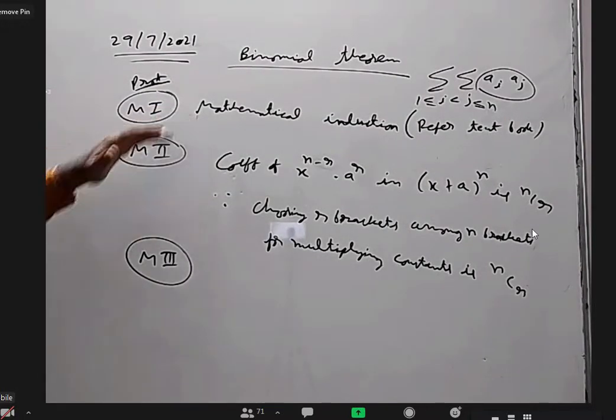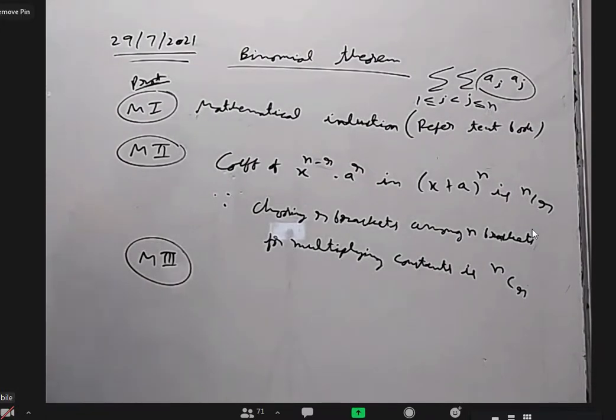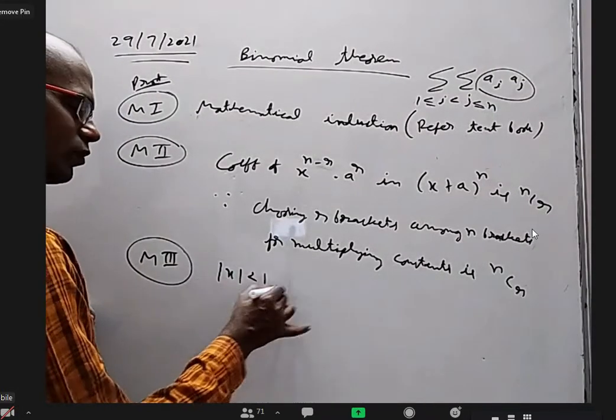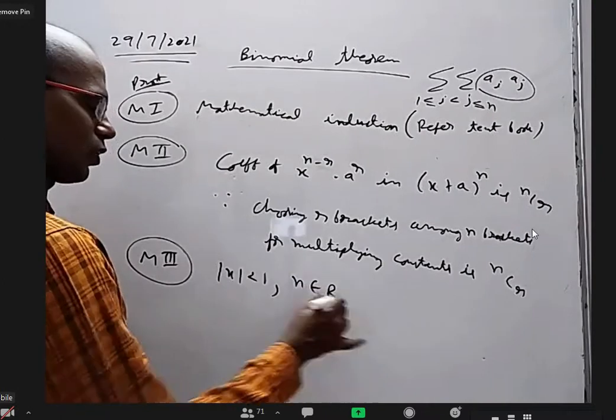Okay, both of these are fine when n is a natural number. But when n is a negative number or a fraction, like 2 by 7 or minus 3 by 7, you cannot say from minus 3 by 7 I'll select 4. It is meaningless, right? So method 3 is especially for when mod x is less than 1 and n is a real number, not just a natural number.